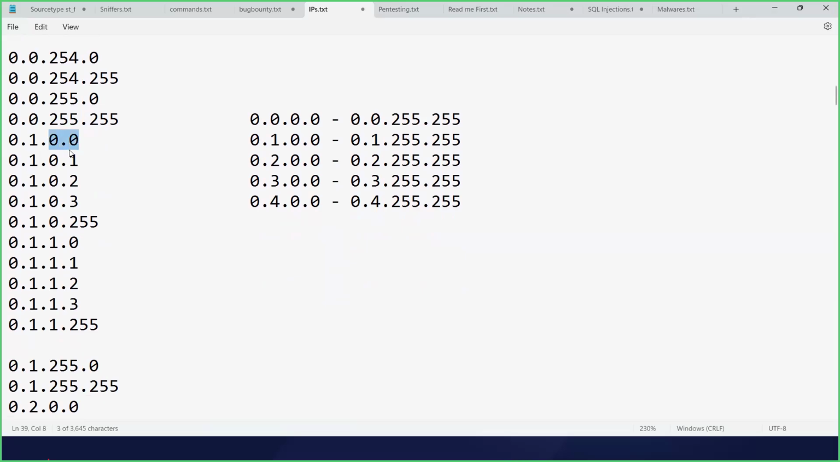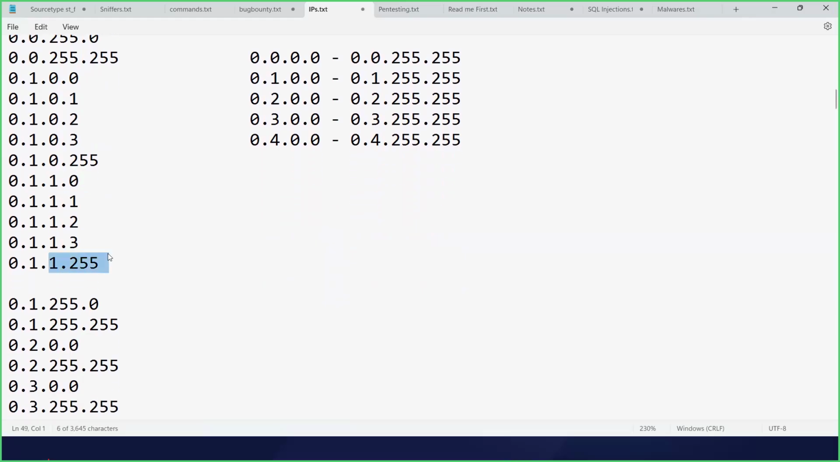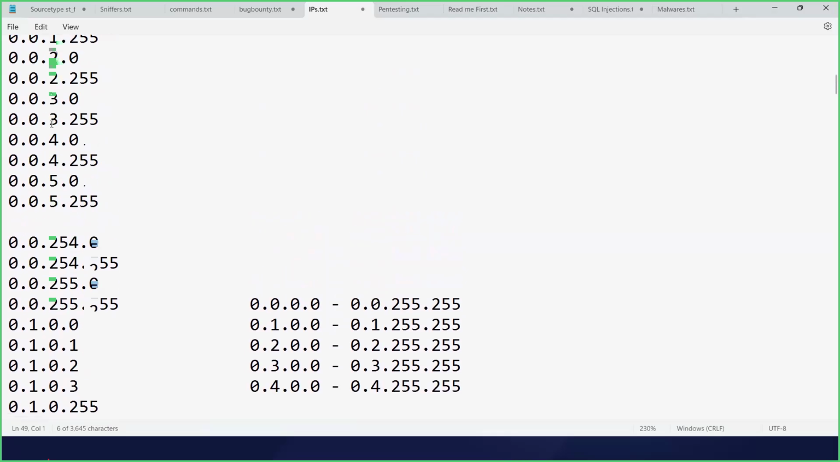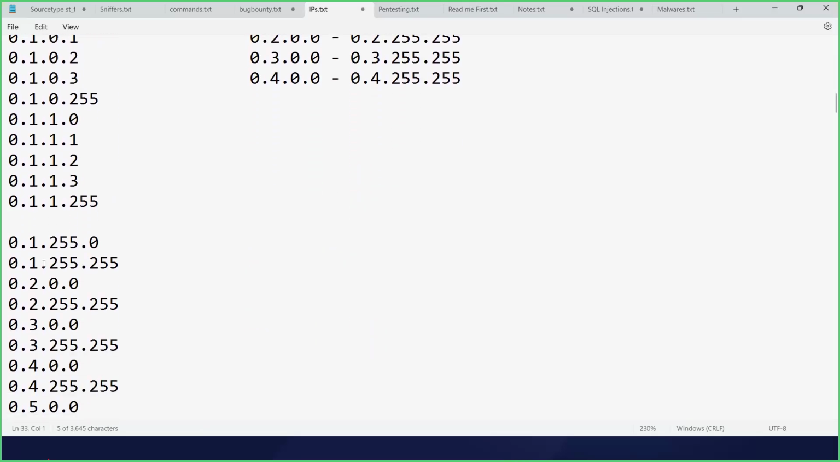Okay, and if you notice, you're back to 0.1.0.0 again. Okay, so this 0.1.0.0 again goes up to 0.1.0.255. Then you have 0.1.1.0 to 0.1.1.255, 0.1.2.0 to 0.1.2.255, 0.1.3.0 to 0.1.3.255. So this entire sequence repeats again. And somewhere down the line, you would have 0.1.255.255, and that changes to 0.2.0.0.